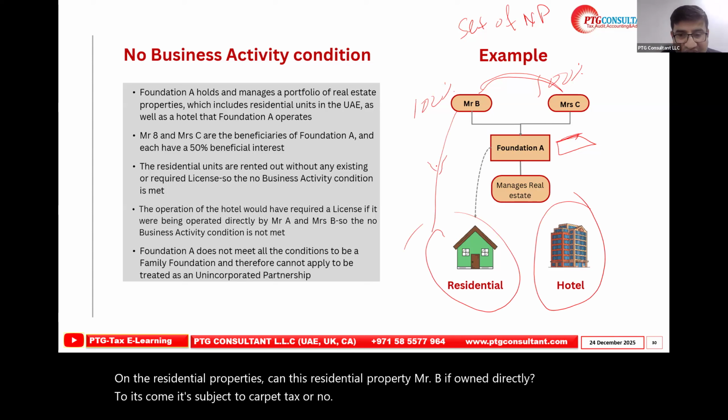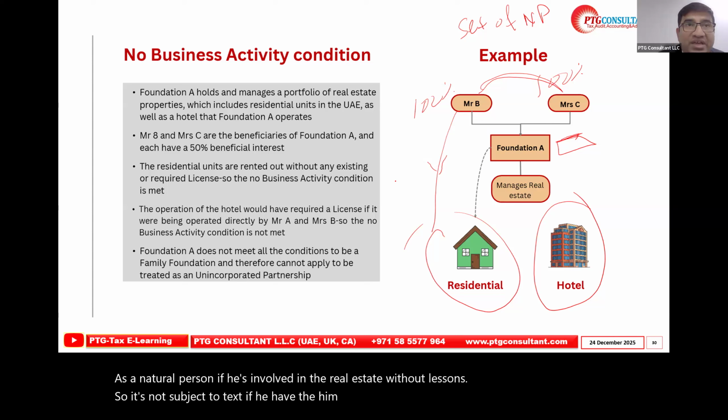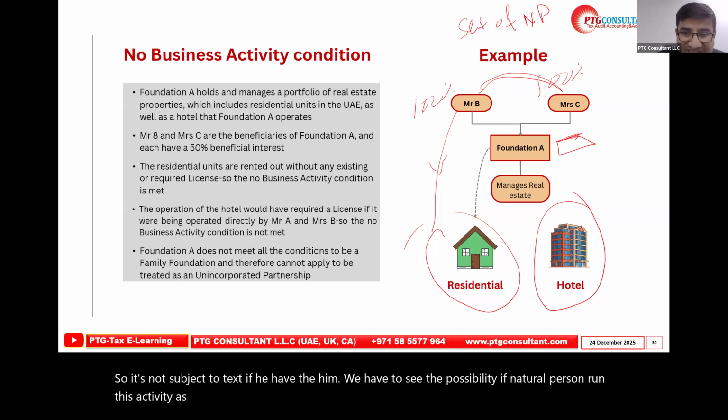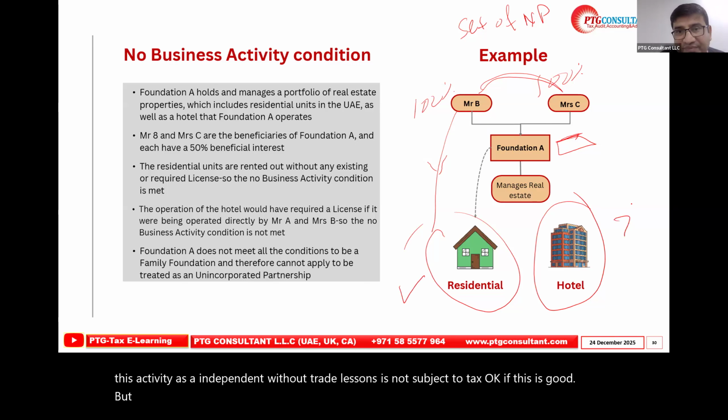As a natural person, if he is involved in real estate without a license, it is not subject to tax. We have to see the possibility of a natural person running this activity independently without a trade license, which is not subject to tax. That is fine, but how about this hotel?